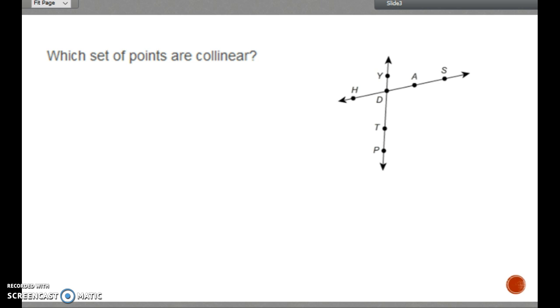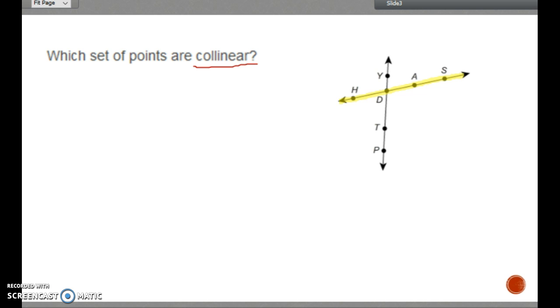All right, the next question. Which set of points are collinear? Okay, so as long as you understand what the word collinear means, this is pretty straightforward. So collinear, that vocab word, means points that are on the same line. They're all sharing the same line. So if you just highlight the lines, you can see that point H, D, A, and S are all collinear. All 4 of those points are on the same line.